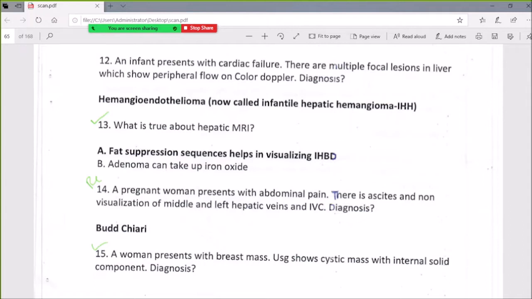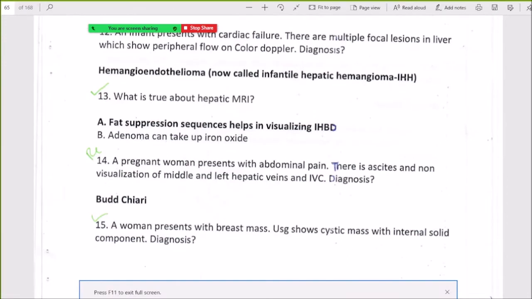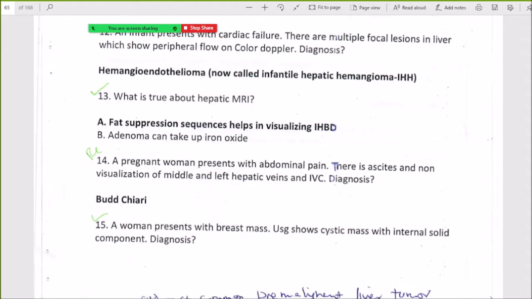Question number 14. A pregnant woman presents with abdominal pain. There is ascites and non-visualization of the middle and left hepatic veins and the inferior vena cava. Diagnosis: Budd-Chiari syndrome.